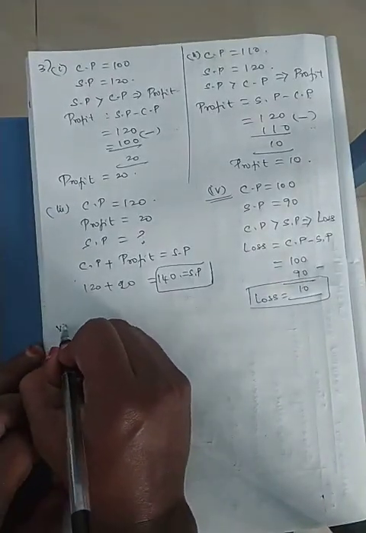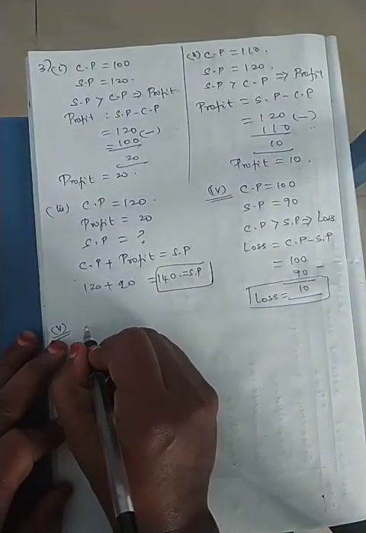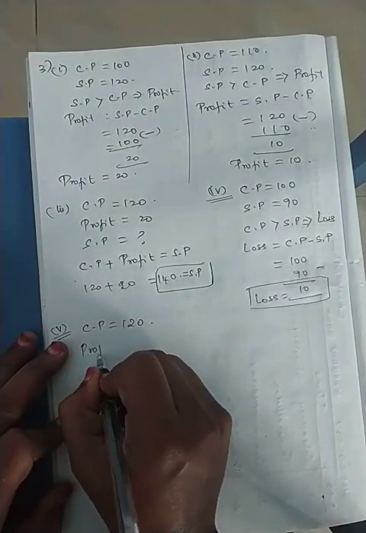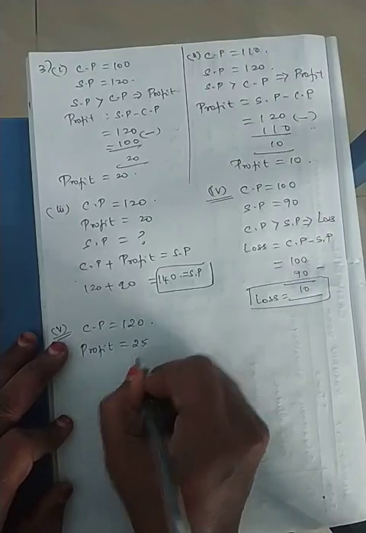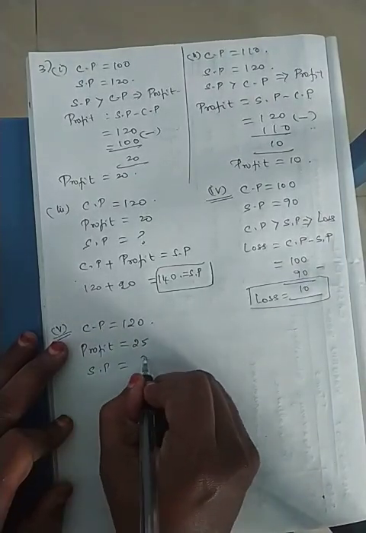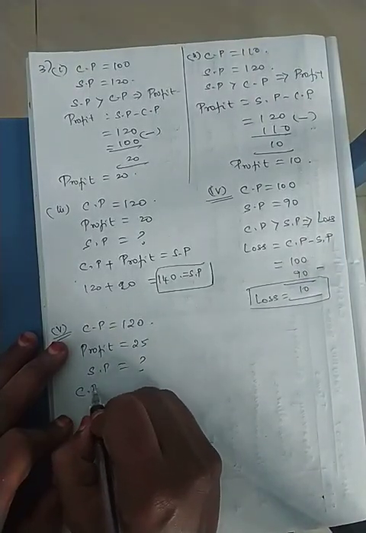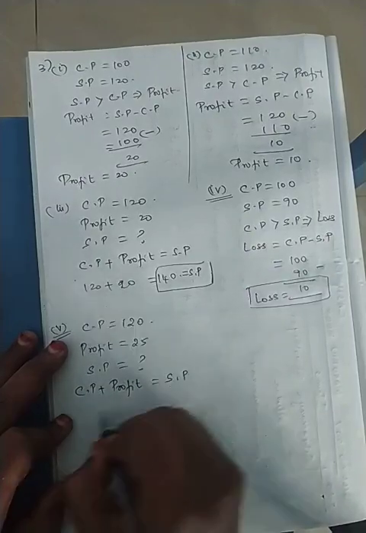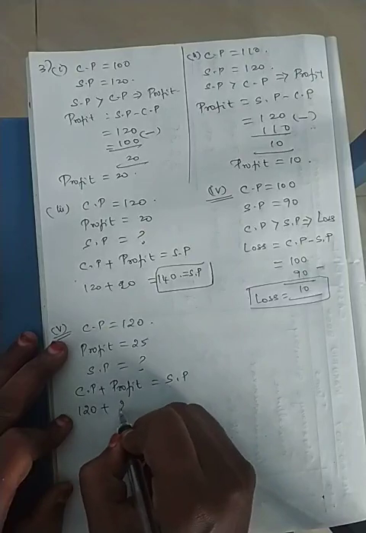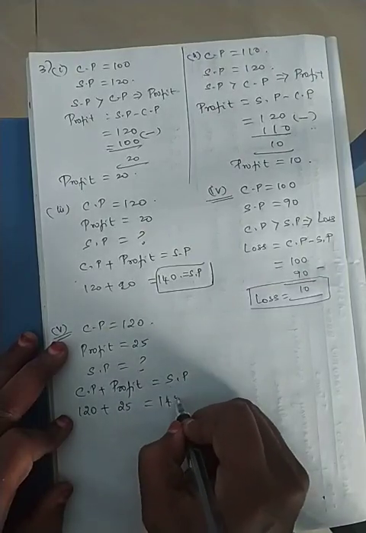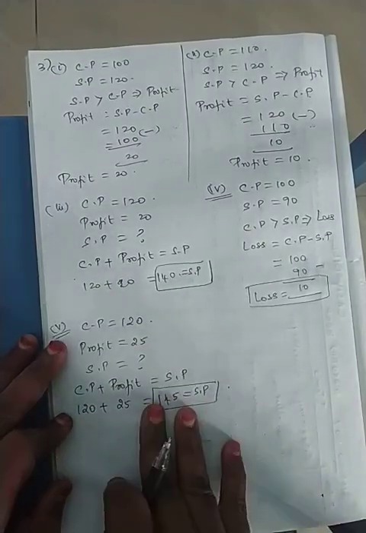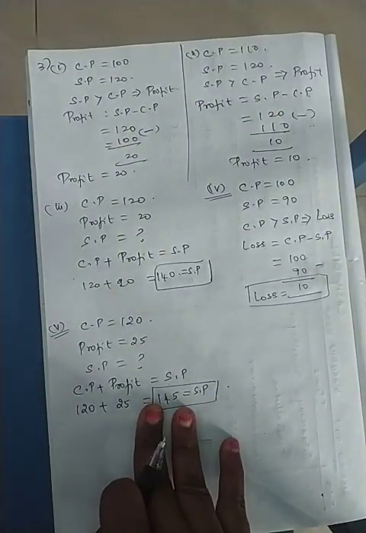Okay, this is the answer. Coming to the fifth one. What have they given? CP equal to 120. Again, profit they have given as 25. We have to find SP. We know CP plus profit will be equal to SP. So 120 plus 25 will give me 145, which is equal to my SP. Okay, so I fill this table.